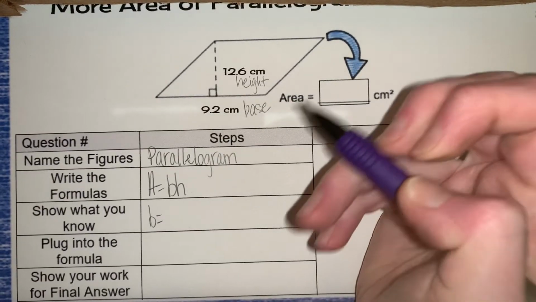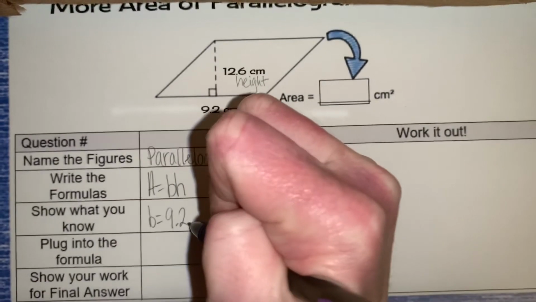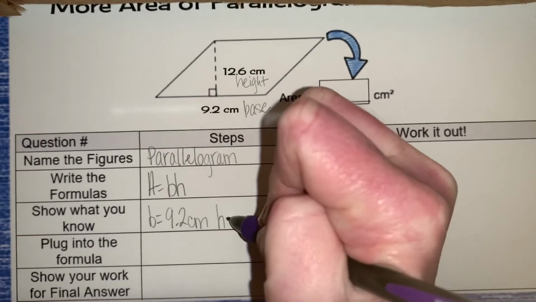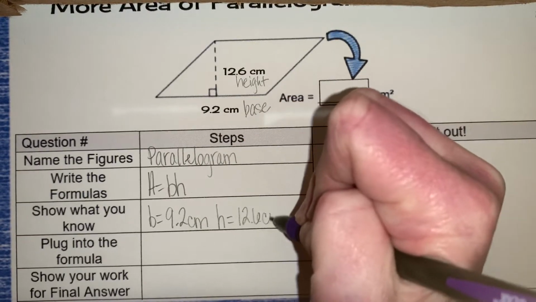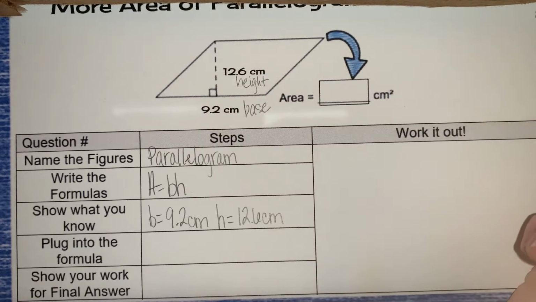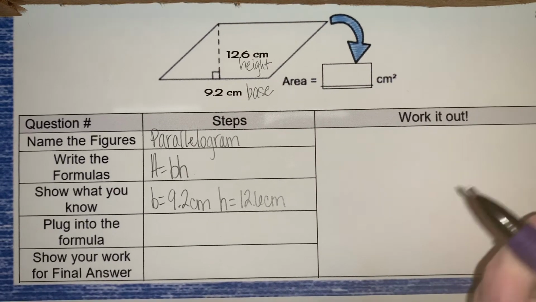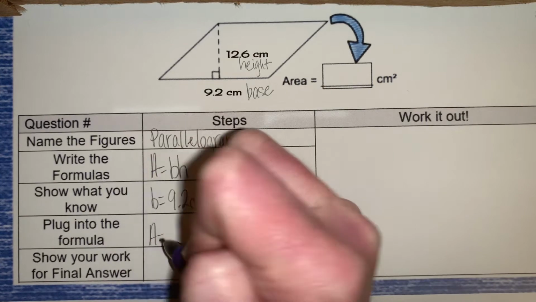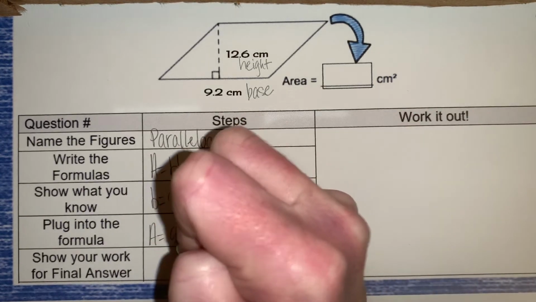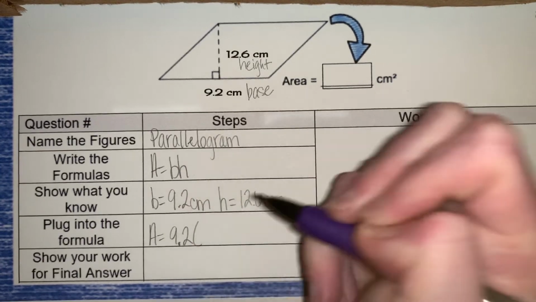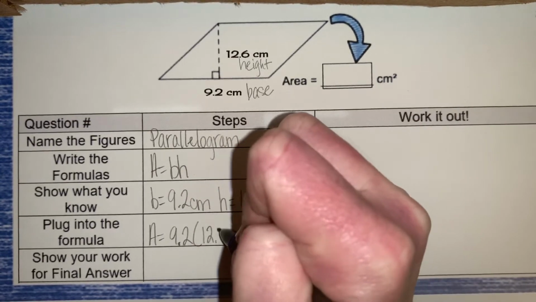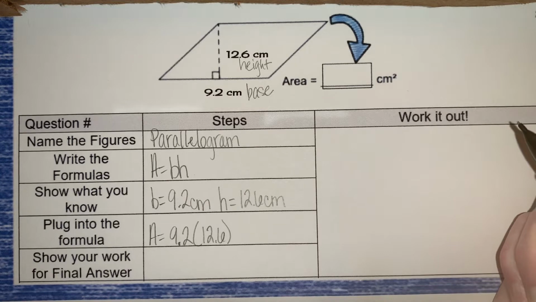So the base equals 9.2 centimeters. The height equals 12.6 centimeters. We're going to plug that into the formula, taking the b out, putting 9.2 in, taking the h out, and putting 12.6 in. So we're multiplying 12.6 times 9.2.